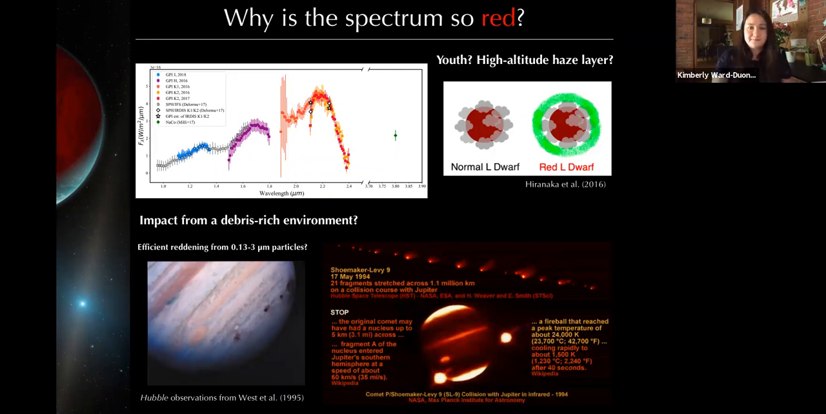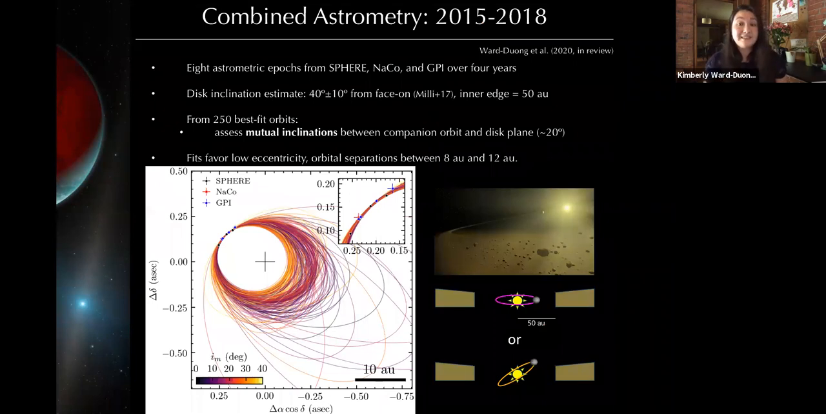And so we think that might actually be a possibility, that it's redder from the debris disk environment in which it resides. The other thing that's really quite interesting that we can do, as I mentioned, is that we've been observing this object long enough to trace out parts of its orbit. So this is just a visualization of the 250 best fit orbits to the movement that we've seen so far.